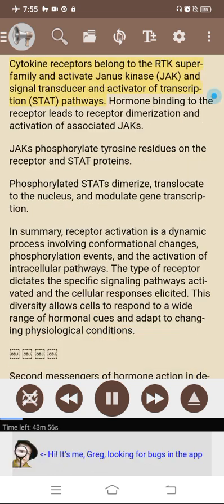5. Cytokine receptors. Cytokine receptors activate the Janus kinase (JAK) and signal transducer and activator of transcription (STAT) pathways. Hormone binding to the receptor leads to receptor dimerization and activation of associated JAKs. JAKs phosphorylate tyrosine residues on the receptor and STAT proteins. Phosphorylated STATs dimerize, translocate to the nucleus, and modulate gene transcription.